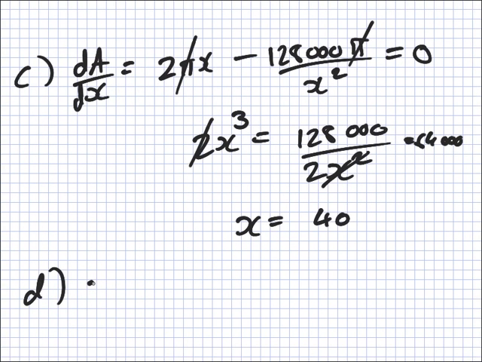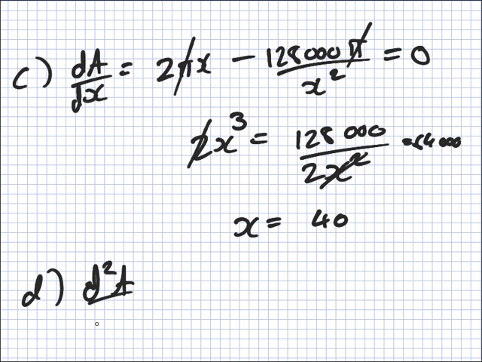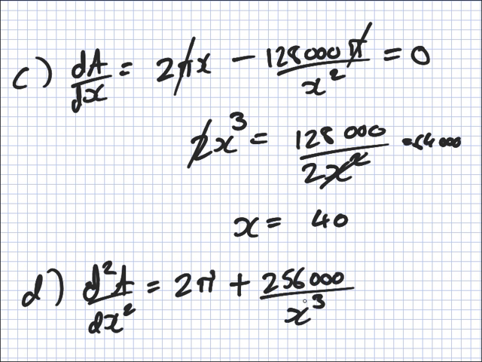D! Second derivative. So second derivative here is 2 pi plus 256,000 over x cubed. Bring down the power, reduce the power by 1. This is obviously positive, which makes it a minimum. Why did you make it plus? You brought down the minus 2. Oh, makes sense.